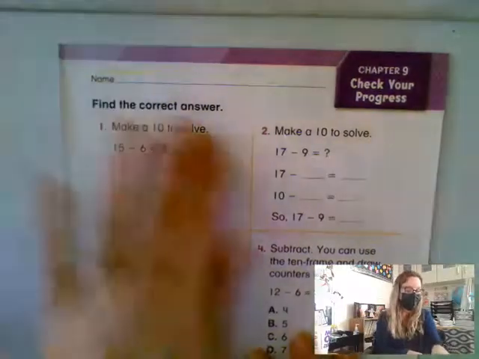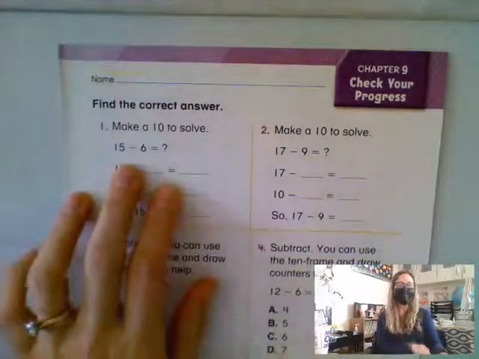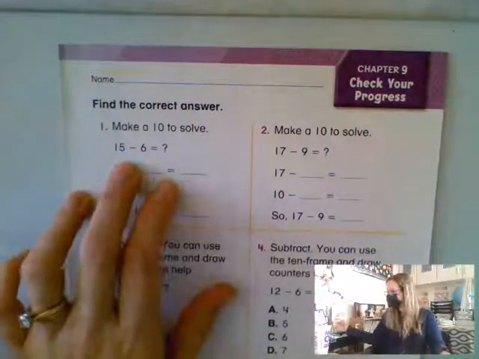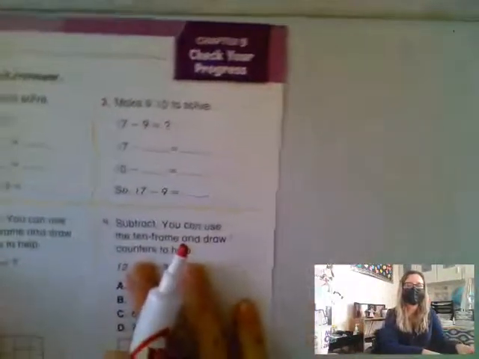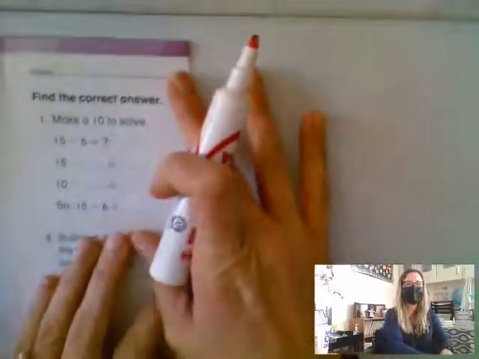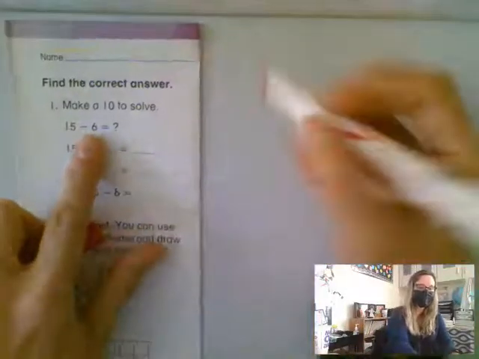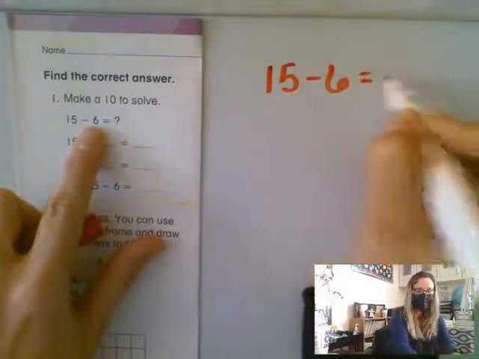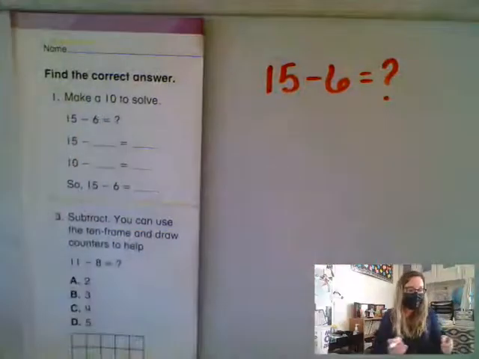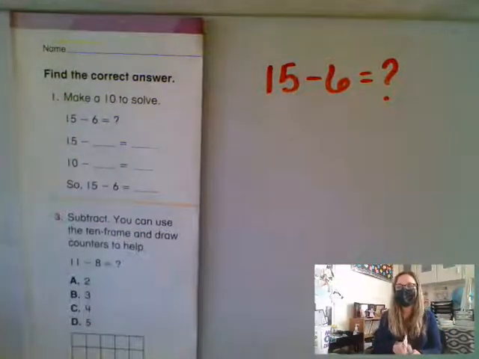So I'm going to look here at problem number 1 on the math homework, which was 15 take away 6. And so I'm going to write that here on my handy-dandy whiteboard. Okay, so let me get this folded up so that I can have both on the screen here. So 15 minus 6. And we're trying to figure out what that equals. Now, the direction said make a 10 to solve.